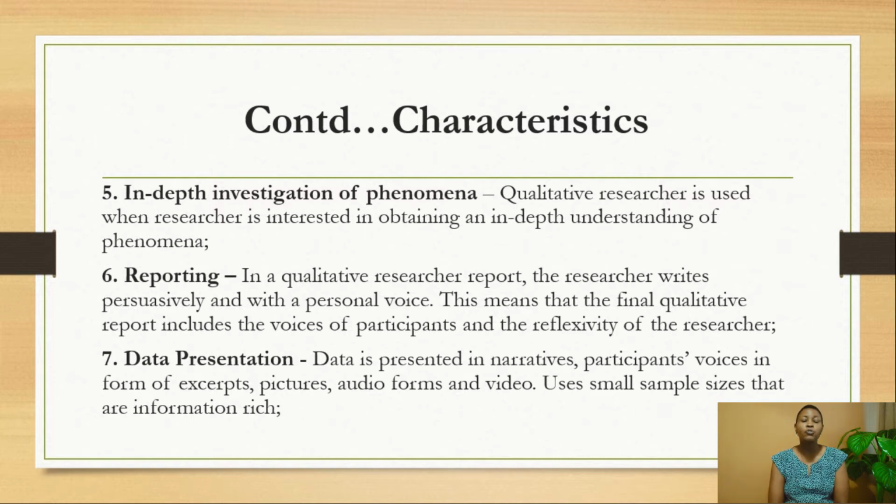Qualitative research is used when a researcher is interested in describing a phenomena in depth. Reporting, another characteristic. In qualitative research, the report is written persuasively and with a personal voice. This means that the final qualitative report includes the voices of participants and the reflexivity of the researcher.